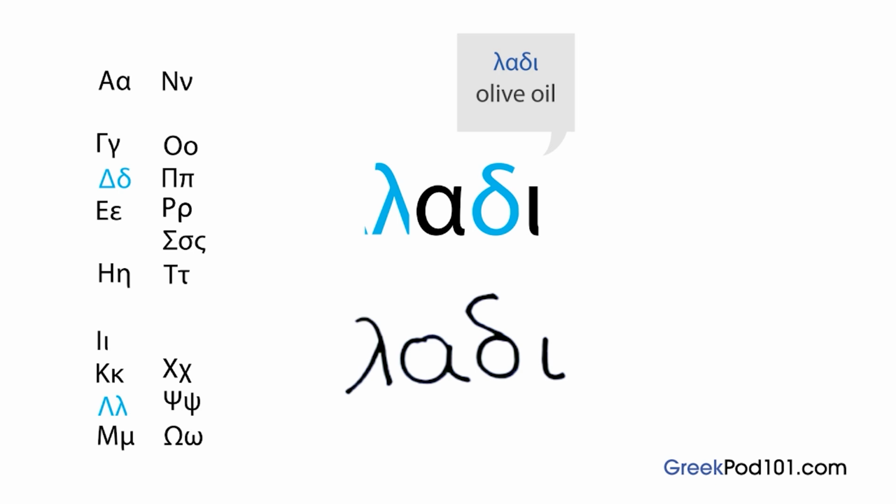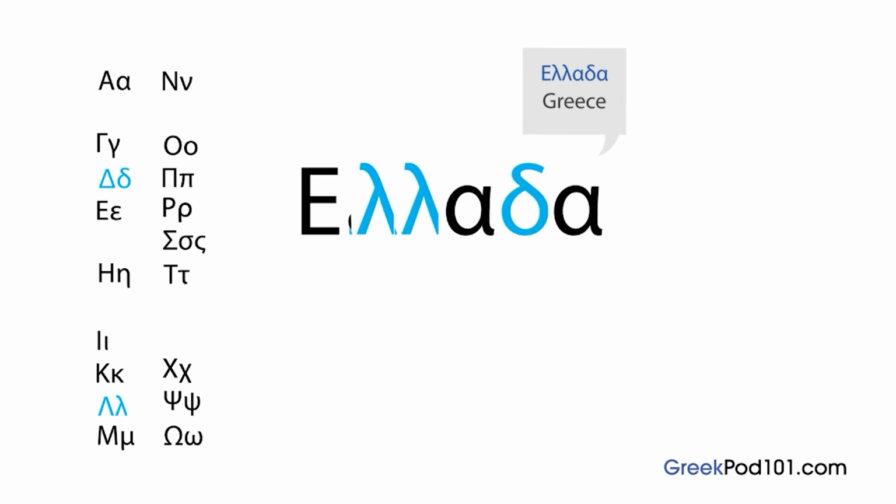How about another one? Elada. This is the Greek word for Greece, what Greek people call their own country. The rest of the world may call us Greece, but if you want to impress your Greek friends, use this. Even better, write it like this.